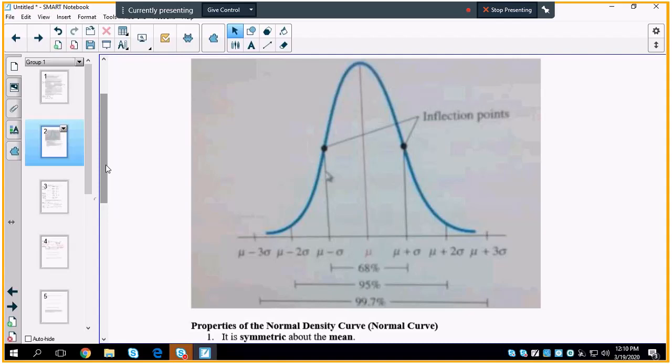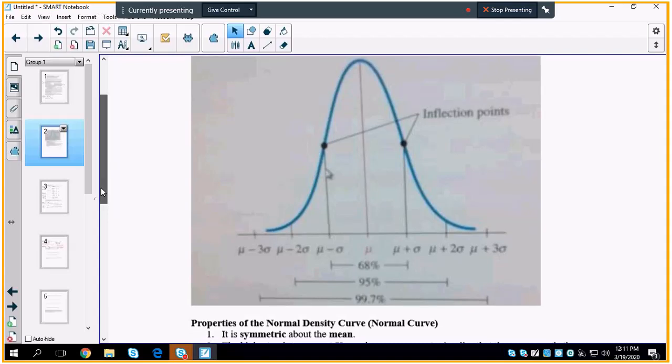Almost 95% of the data falls between mu minus 2 sigma to mu plus 2 sigma, and 99.7% of the entire distribution falls between mu minus 3 sigma and mu plus 3 sigma. This rule is called the empirical rule. When we are asked, we will use the empirical rule in order to talk about probability under a normal distribution.